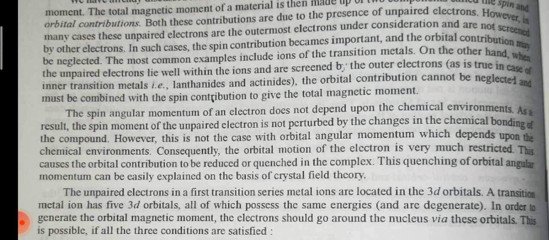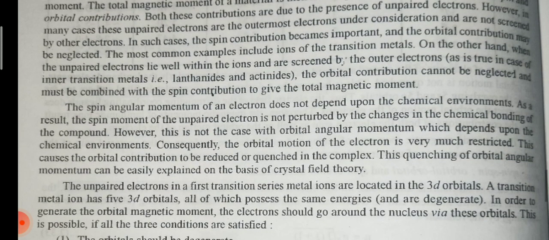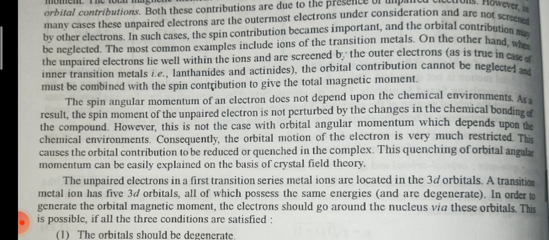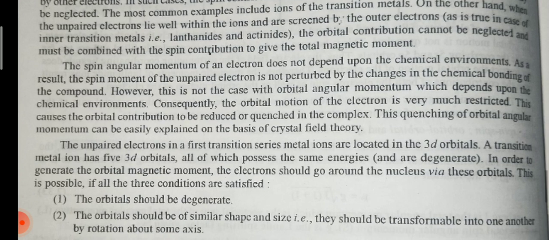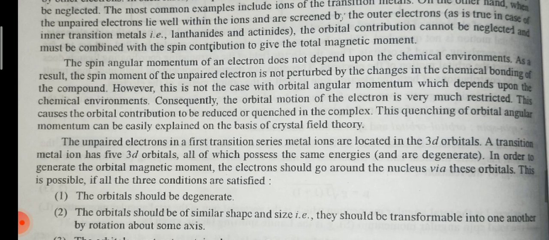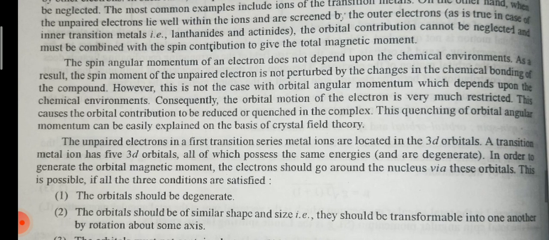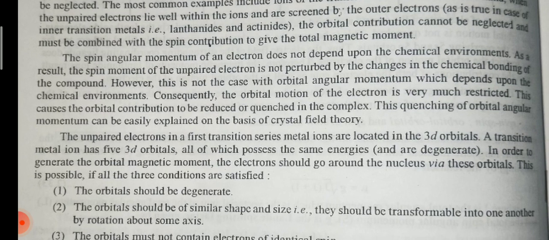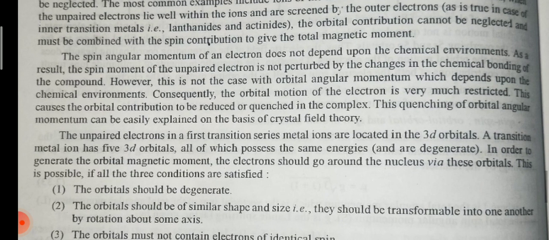However, in many cases, these unpaired electrons are the outermost electrons under consideration and are not screened by other electrons. In such cases, the spin contribution becomes important and the orbital contribution may be neglected. The most common examples include ions of transition metals. On the other hand, when the unpaired electrons lie well within the ions and are screened by the outer electrons, as is true in the case of inner transition metals, that is lanthanides and actinides, the orbital contribution cannot be neglected and must be combined with the spin contribution to give the total magnetic moment.